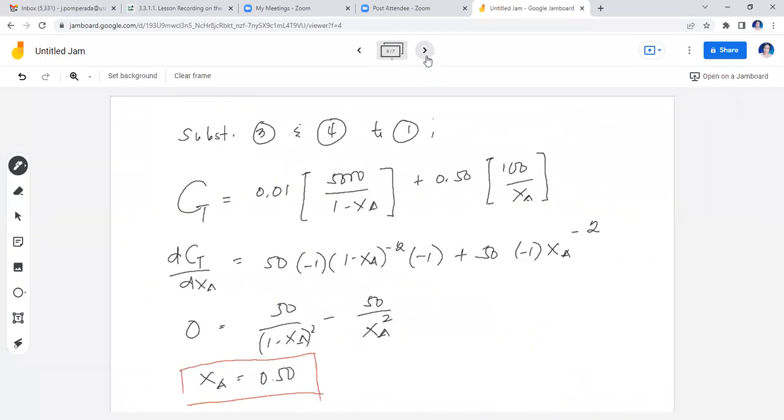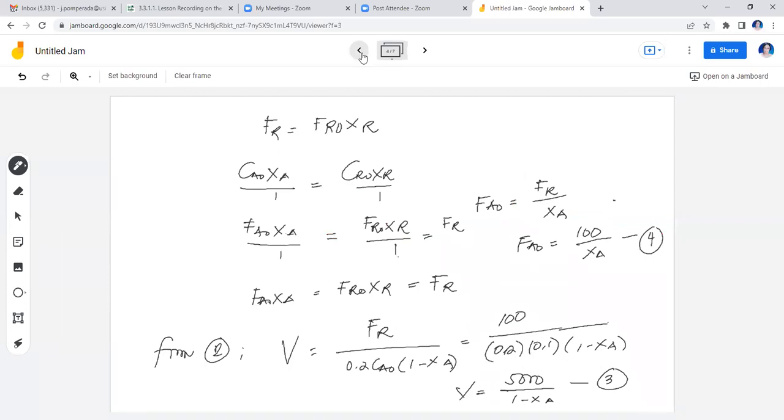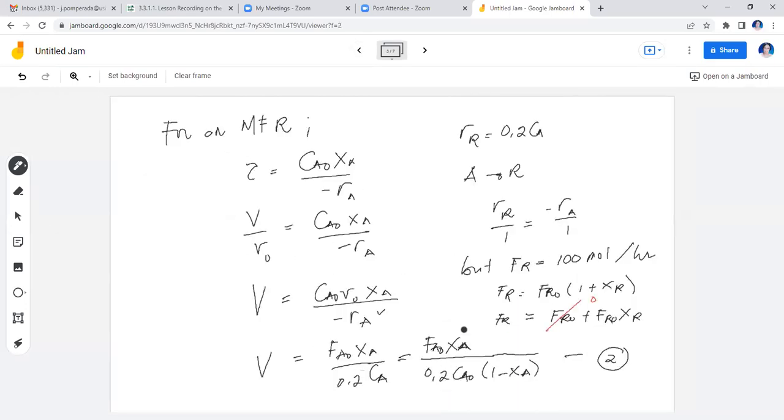FAO XA is 100 over 0.2 CAO. So this is 100 over 0.2 times 0.1 times 1 minus 0.5. Where am I getting this? I'm getting it in here in our equation 2. This is 100, this is 0.2, this is 0.1, this is 1 minus 0.5. Now that's the V.